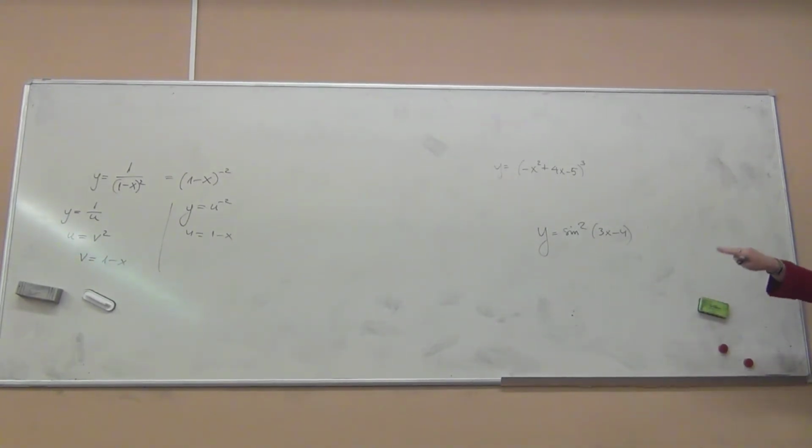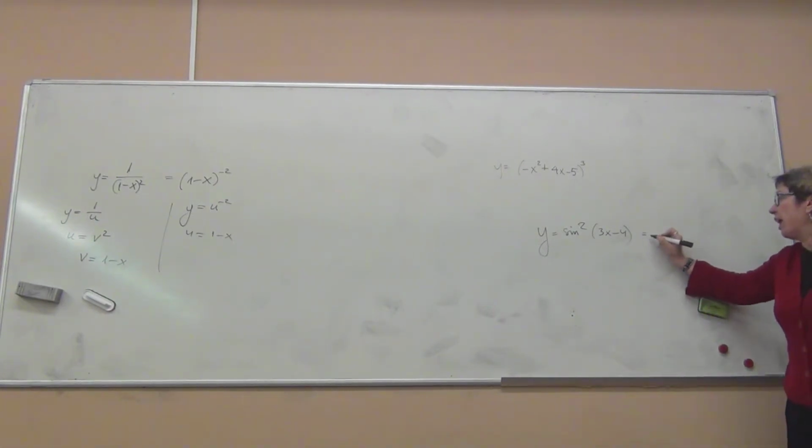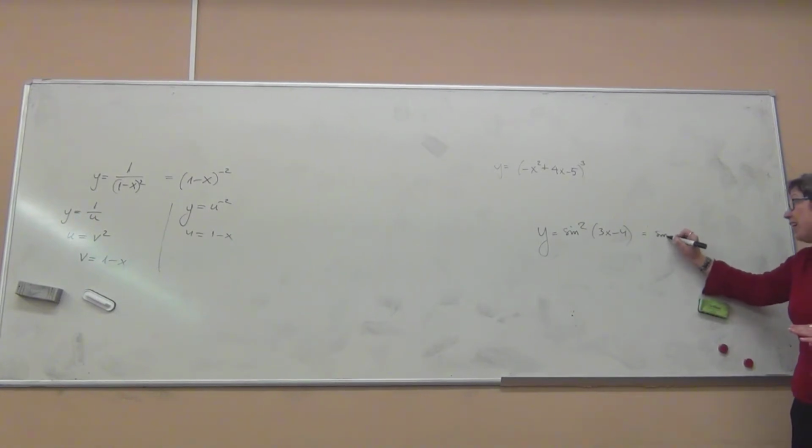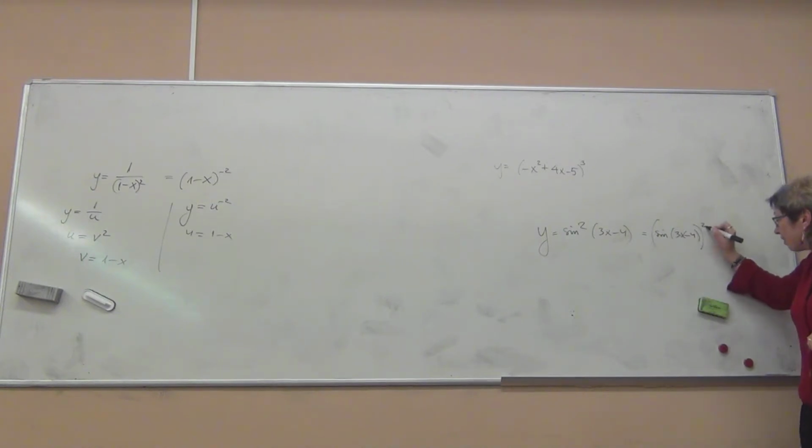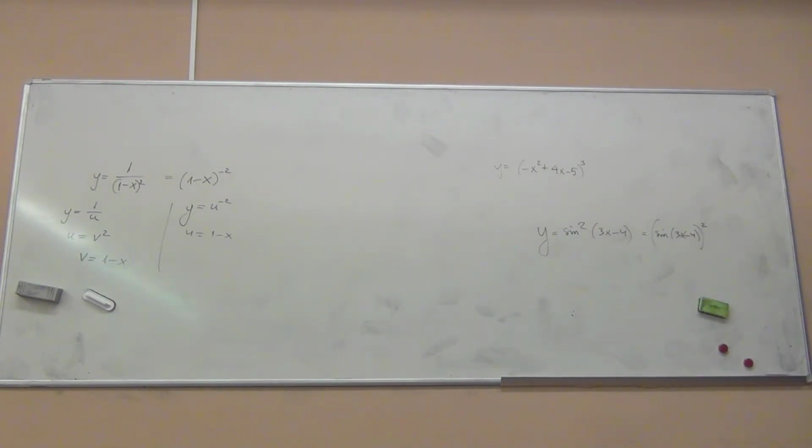Because this kind of function is the one that causes difficulties when we begin differentiation at the beginning of calculus. This type of function. Why? Because the 2 after sine, we have to remember that the 2, the square, applies to the sine, but not to 3x minus 4. So basically you have to understand that what really happens is sine of 3x minus 4 is squared.